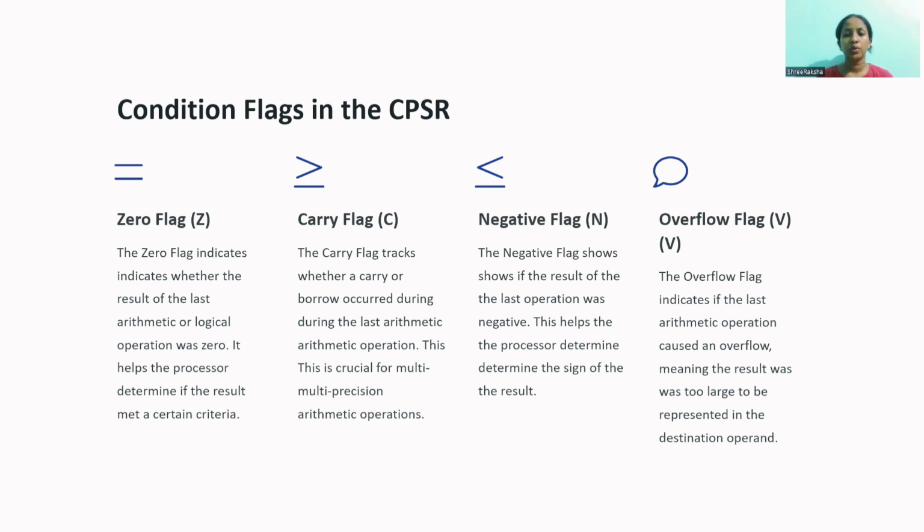The next one is the overflow flag and it is denoted by V. The overflow flag indicates if the last arithmetic operation caused an overflow, meaning the result was too large to represent in the destination operand.